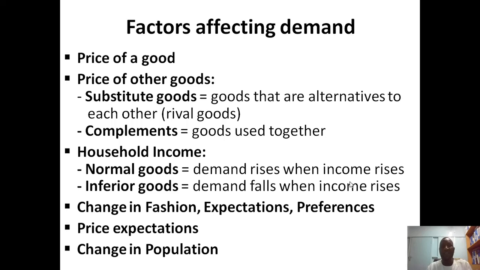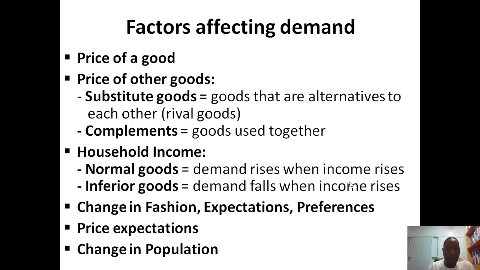The second factor that affects your demand and my demand is the price of other related goods. Other related goods means these goods may be substitutes or maybe complement goods. What are substitute goods? Substitute goods, these are goods that are used alternatively. These goods are used in place of the other. For example, you can have tea in place of coffee, and the two goods offer the same utility.